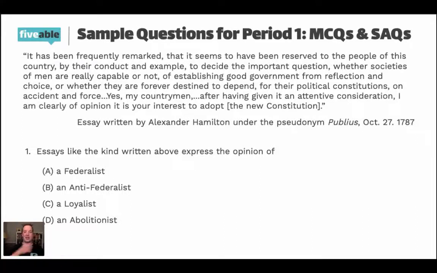So that's good. Yeah, Hamilton is a Federalist because he supports the Constitution. It says that in the excerpt, and the essay is one of the Federalist Papers. In fact, this comes from Federalist number 1. Let's go on to another question.